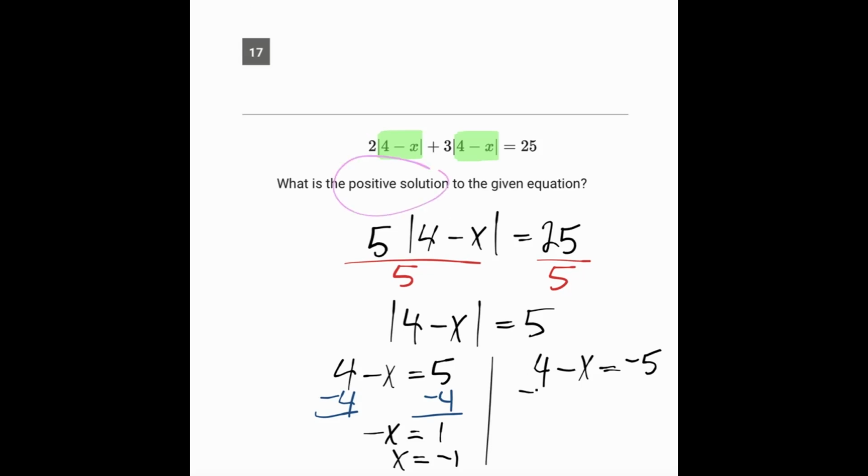So here we can take away 4 from both sides. We'll have -x is -9, divide by -1, or multiply by -1, however you like to say it. And x comes out to +9, and that is our positive solution. So that's our answer to question 17.